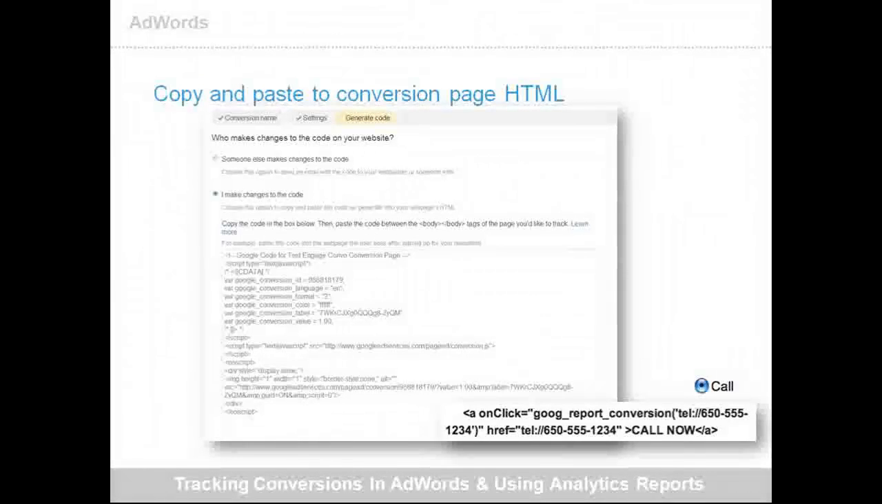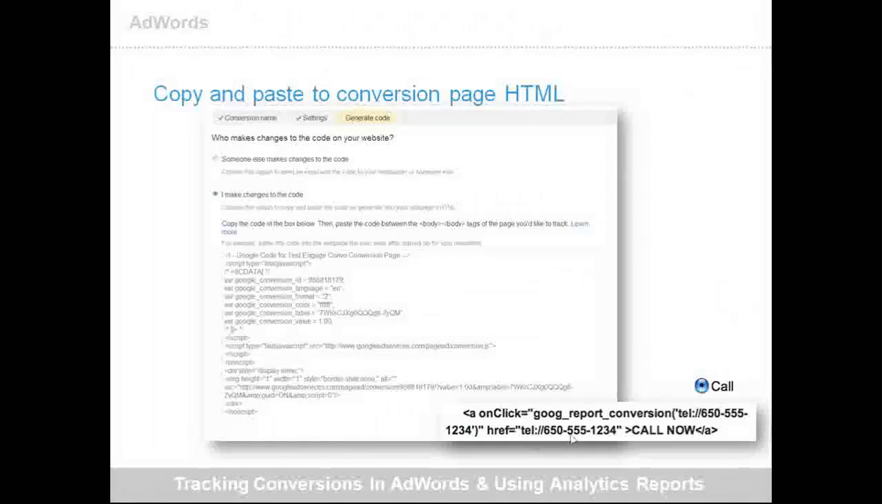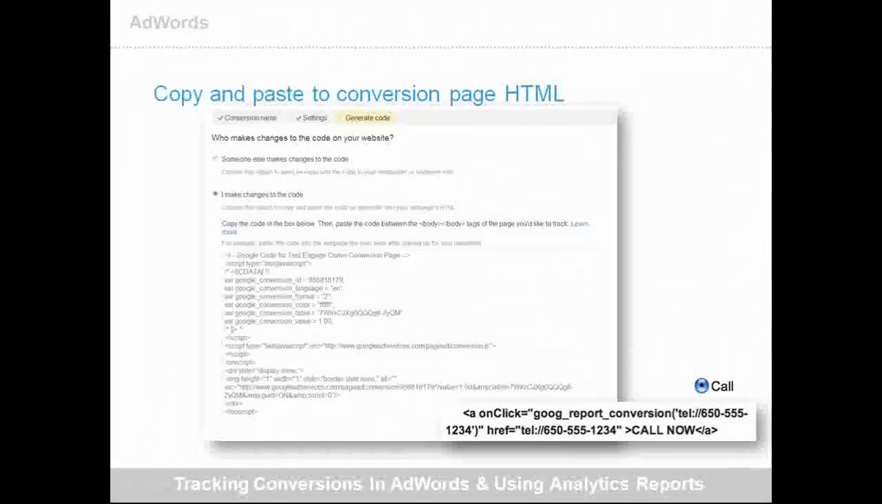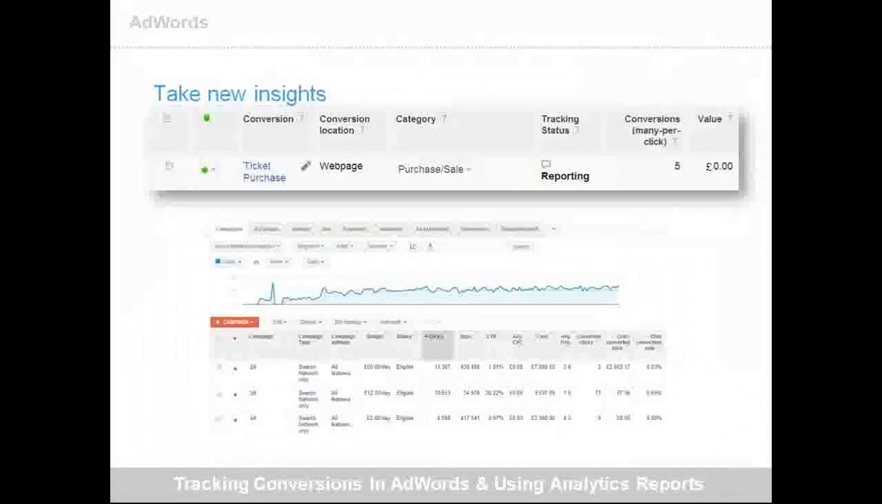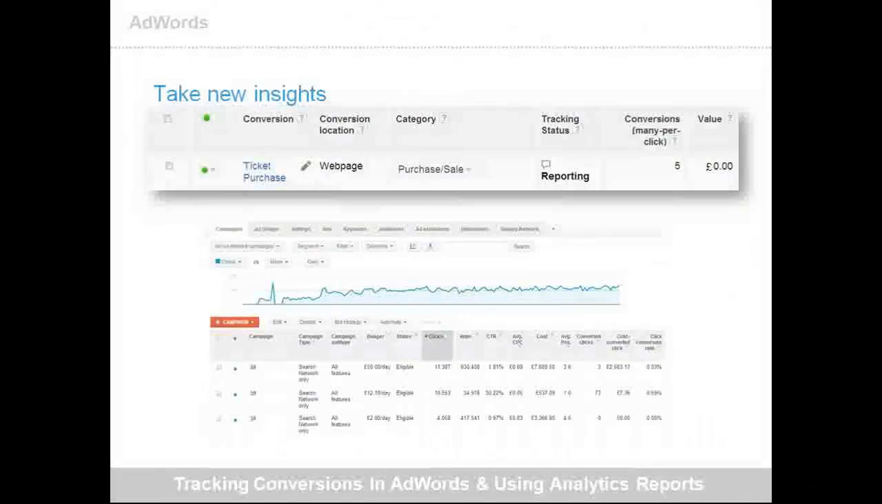So this is what the code kind of looks like. The little highlighted part is where the particular conversion type you have picked up. If it's a call-in, for instance, this is where it gets specified.